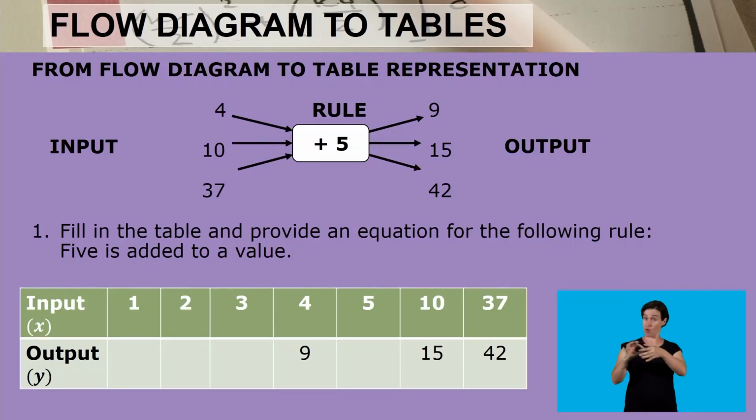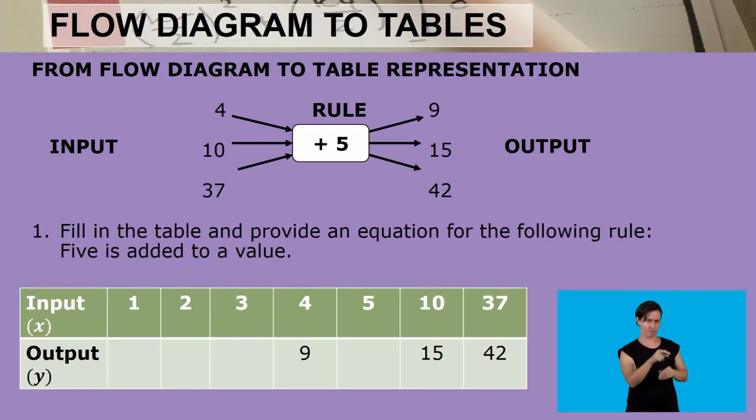So now we are going to be moving on to the next concept in our concept map, and that is from flow diagram to table representation. So we are going to see how a flow diagram would be equivalent to the table representation, because we would be working with the same function and relationship. So let's look at this flow diagram that we have been given here.